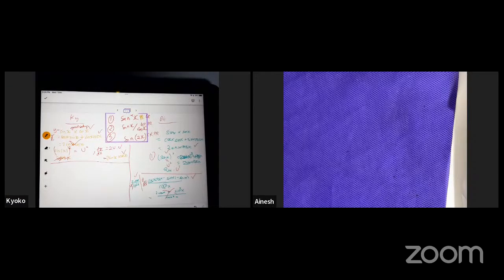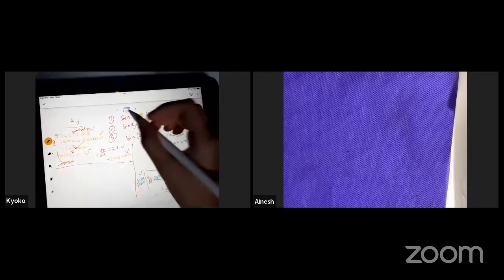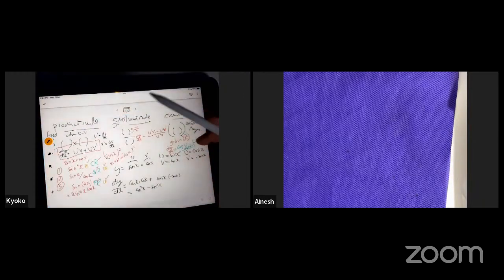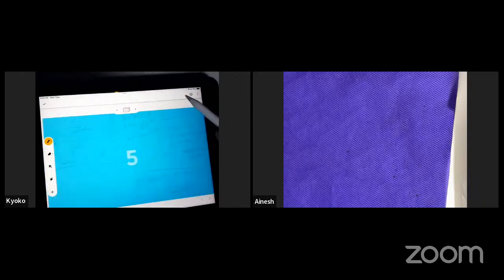Ainesh, why are you not correcting the mistake? Sorry, I did it, sine square x. Oh, that's the behind one. And you don't correct the 2 cosine. This doesn't make sense. Come on. Oh, I thought it was just that because you put the x over there.